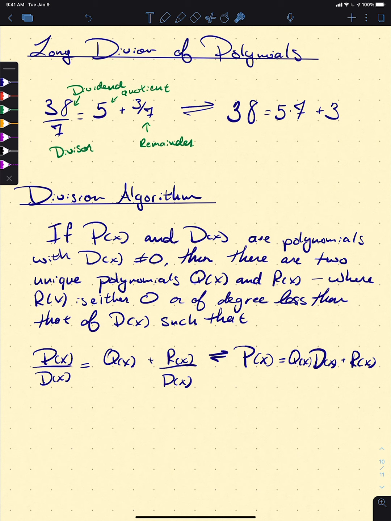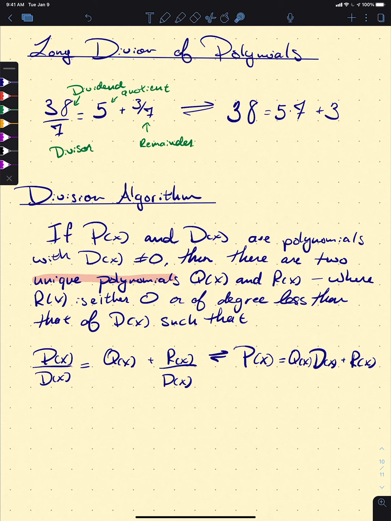Just as before, you might want to label this here. p of x is our dividend, d of x is our divisor, q of x is our quotient, and r of x is our remainder. And again, I want to draw your attention to the fact that these are unique. So given any p of x and any d of x, there's always only one pair q of x and r of x such that we can write them like this.